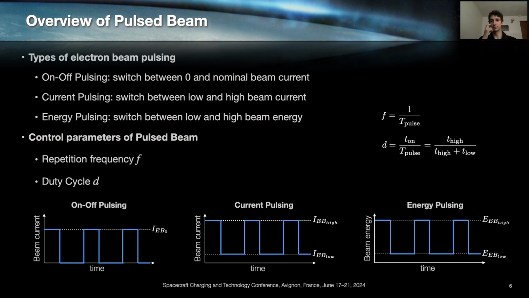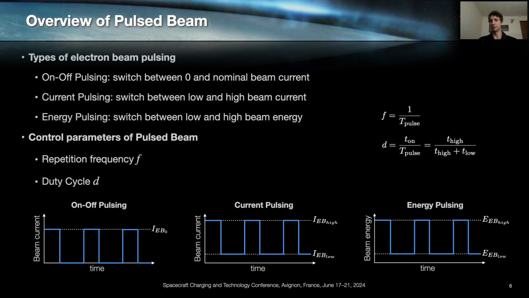Now, for the pulse beam, there are 3 different ways of pulsing the beam, basically. The first one is on-off pulsing. So for that type of pulsing, we periodically turn the beam on and then we turn it off again. And as a result, the beam current switches between some nominal current and 0.